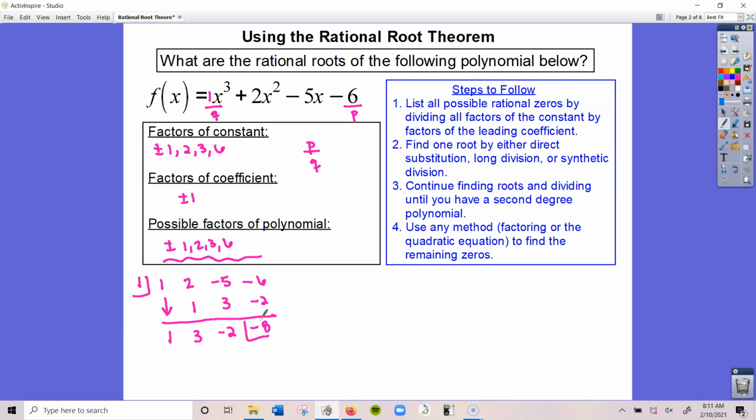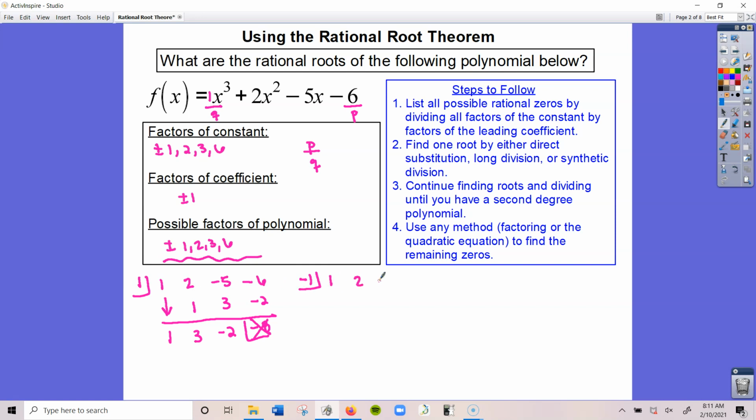So remember, because of the factor theorem, if you end up with a remainder, then that means that this is not a factor. So therefore, 1 is not going to be a root of my polynomial. So let's now move on to negative 1 and see if that works.